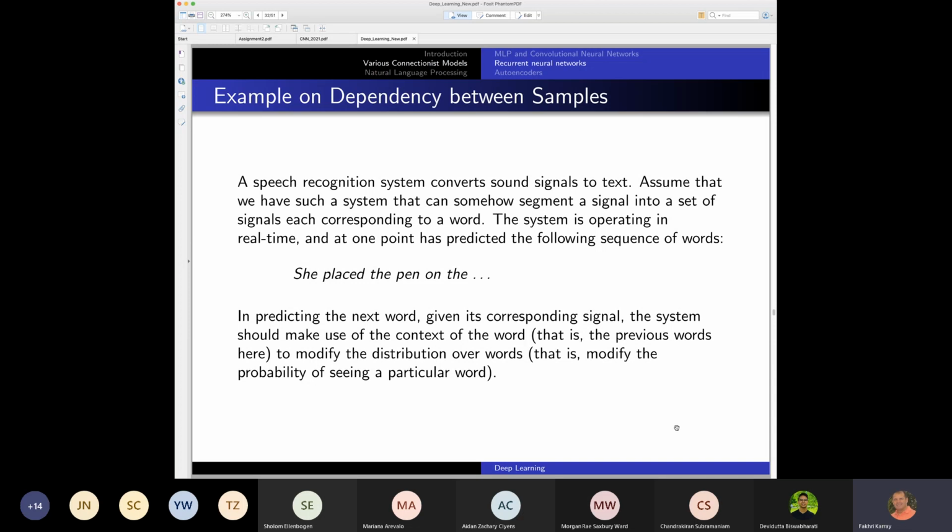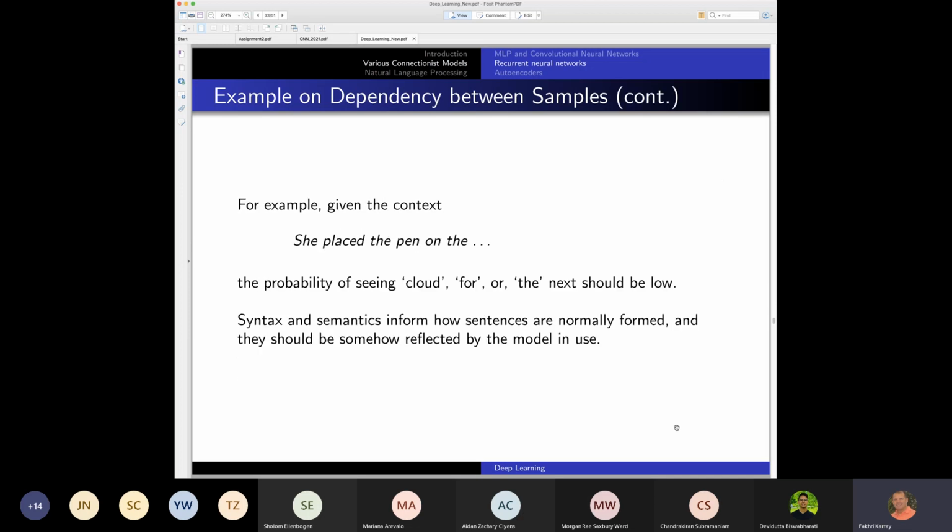And this has helped a lot in terms of improving speech recognition over the past 10 years, and of course utilizing a huge amount of data for training these type of systems that the system has maybe seen in previous circumstances. For instance, given the context, "she placed the pen on the", the probability of seeing "cloud" or "for" as the next word should be low. So the system has a certain type of likelihood for words.